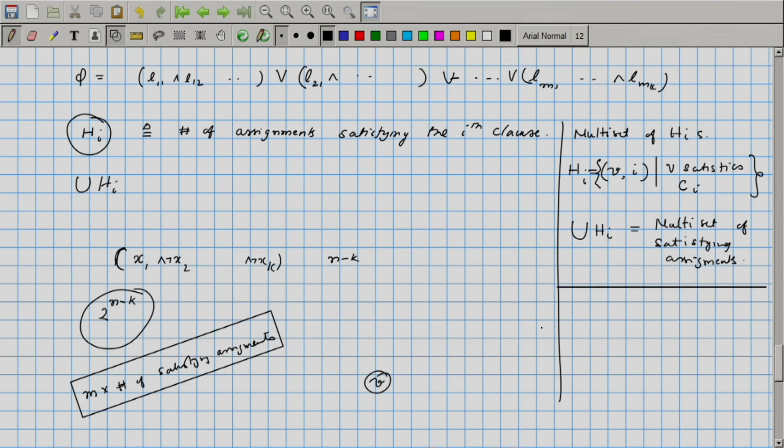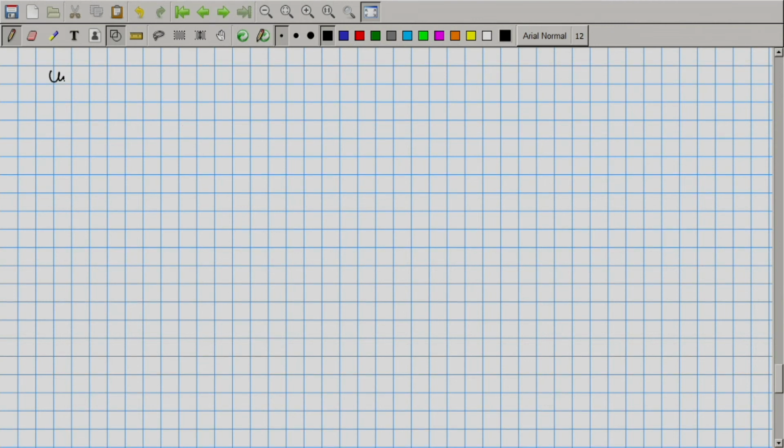Now, we could define another set, so this is going to be our universe. So, the union of Hi, which we will call H, is our universe.